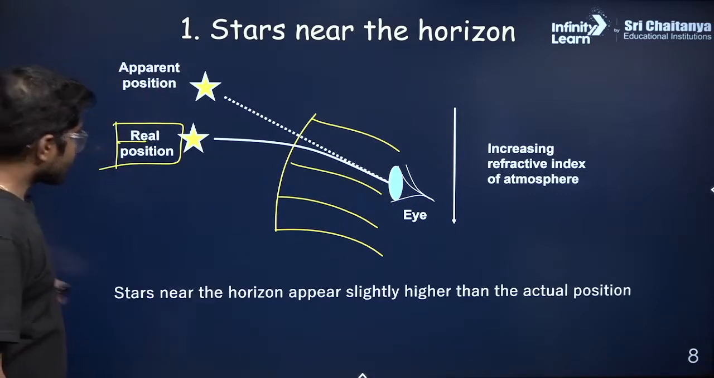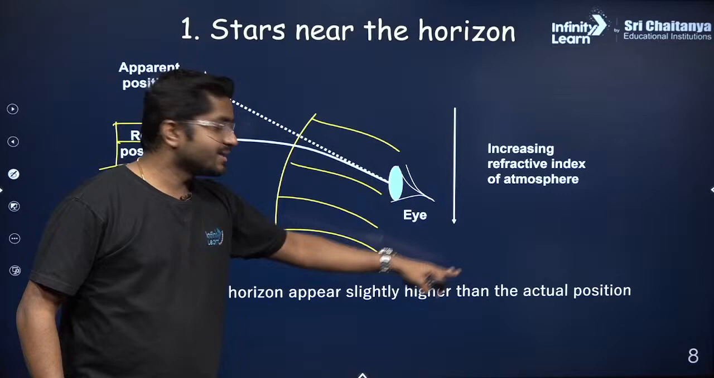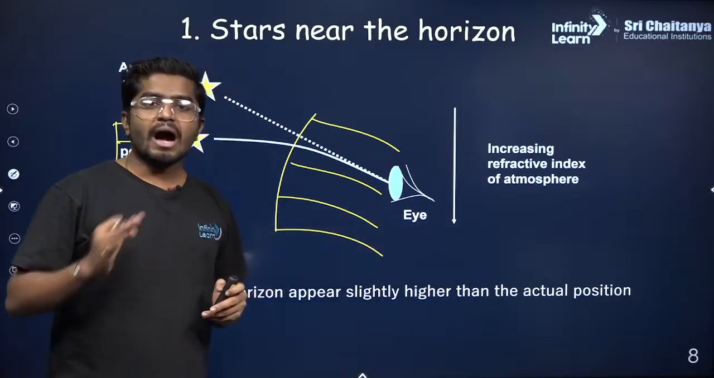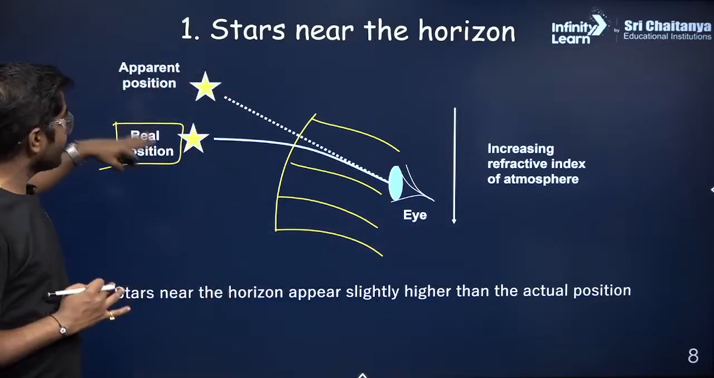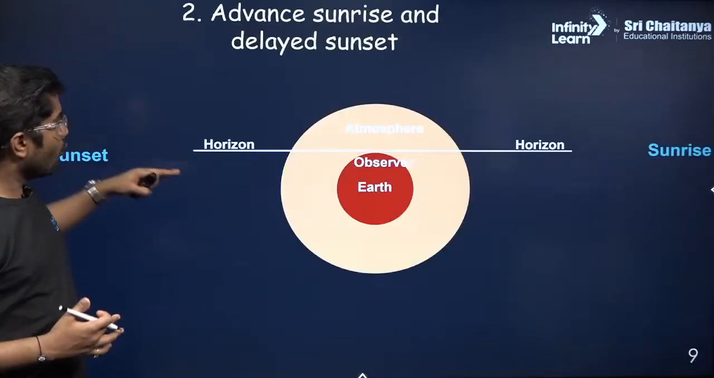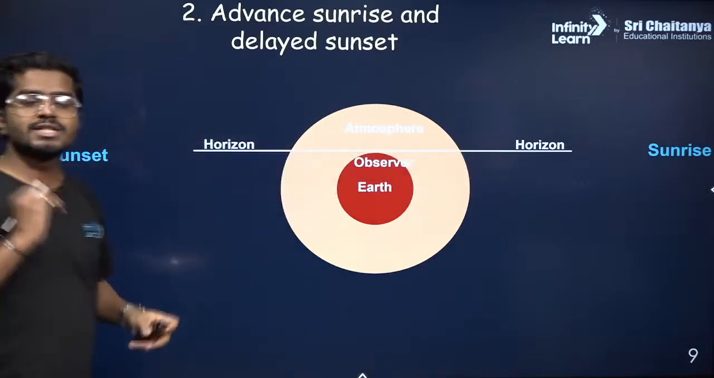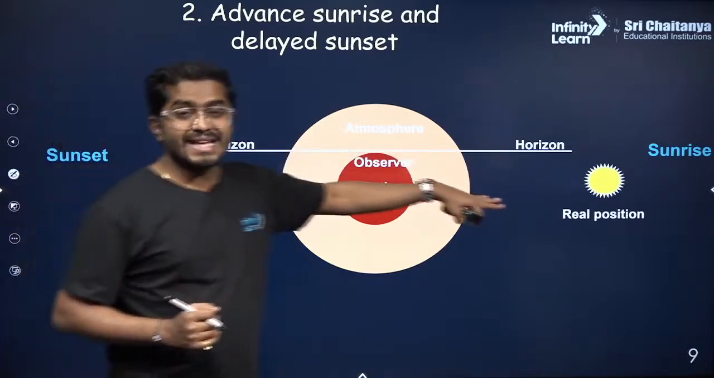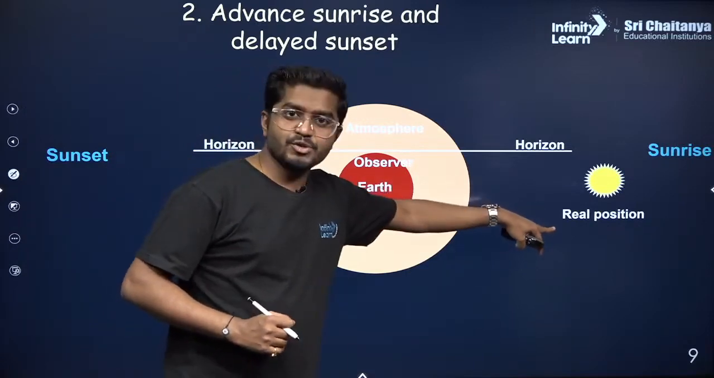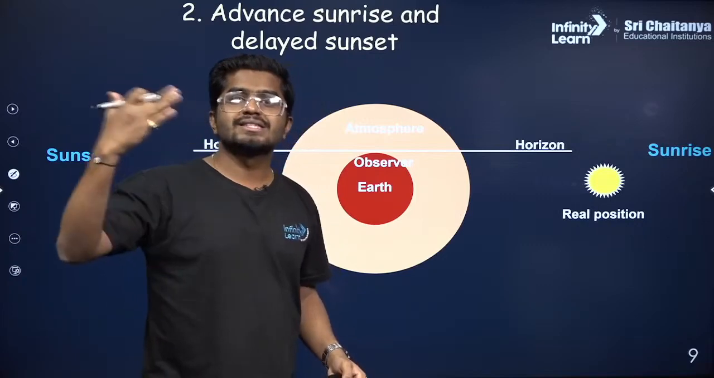Alright, so stars near the horizon appear slightly higher than their actual position. So now, if instead of a star there is a sun, like our own sun, then during sunrise and during sunset two things happen. When there is a sunrise, there is a real position: the sun is below the horizon. So ideally, you should not see the sun.